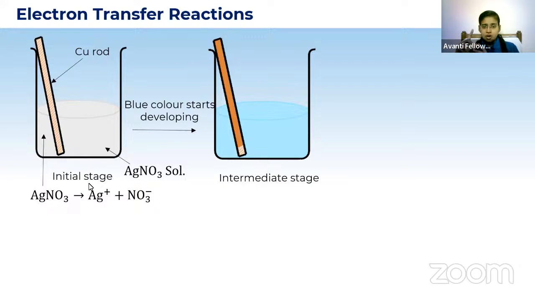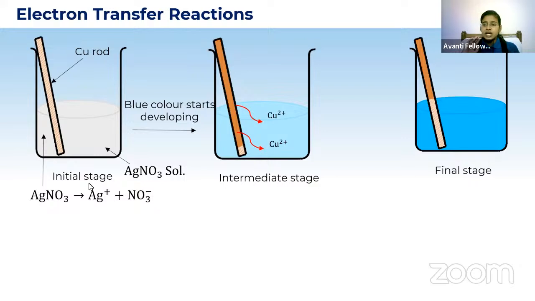The color of the rod also is getting changed. So what is the rod made of basically? It is made of copper. Now the copper releases 2 electrons to the solution and it is getting converted to copper 2+. Now after some time in the final stage, what happens? The intensity of blue color increases. It is becoming more dark blue in color.